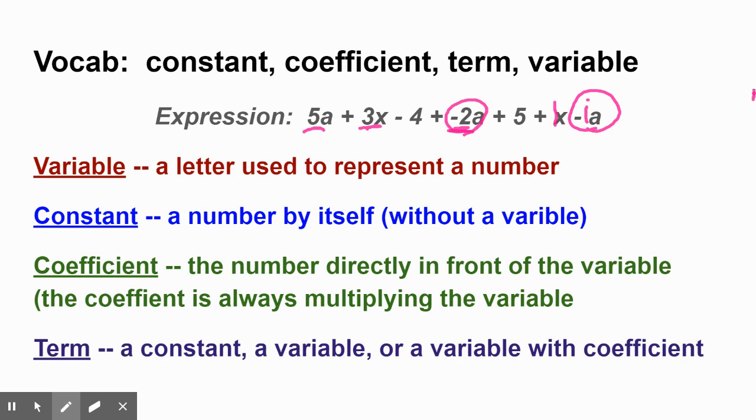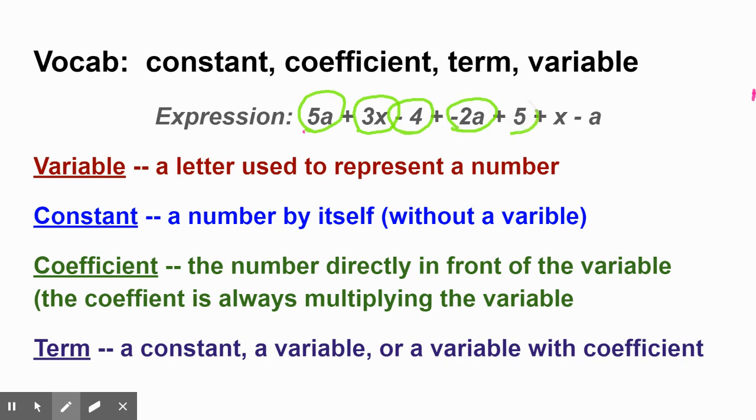Okay, in any term, it could be a variable, it could be a constant, it could be a variable with a coefficient like we just said. So I always say look between the addings and the subtractings, right? So if you look right here, you should count that there are 1, 2, 3, 4, 5, 6, 7. I count 7 terms in that, right? So we got the term of 5A. We got a term of 3X, right? We have a term of negative 4, right? We have a term of negative 2A.